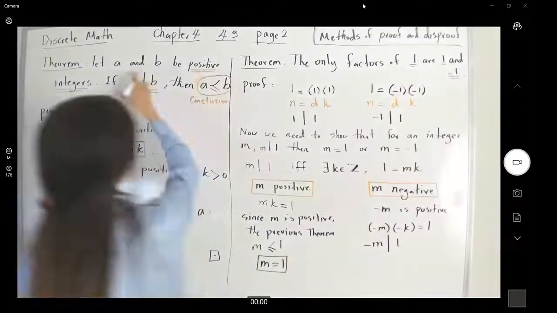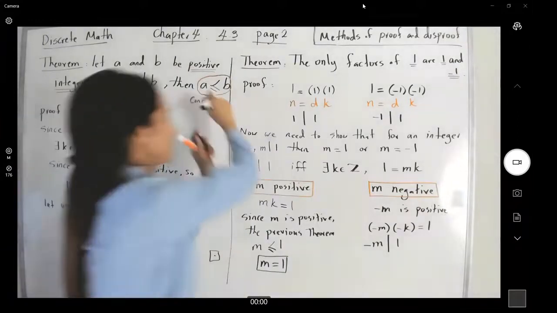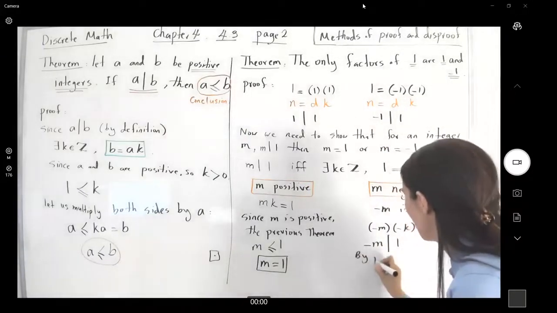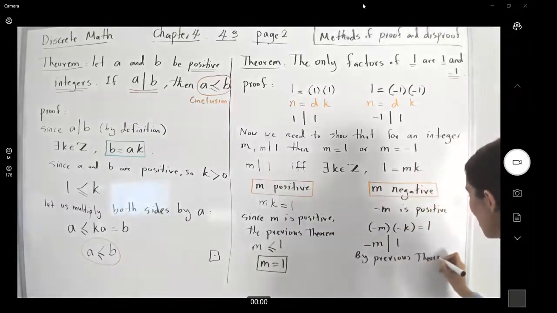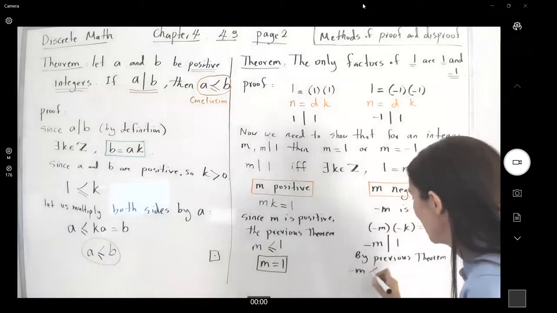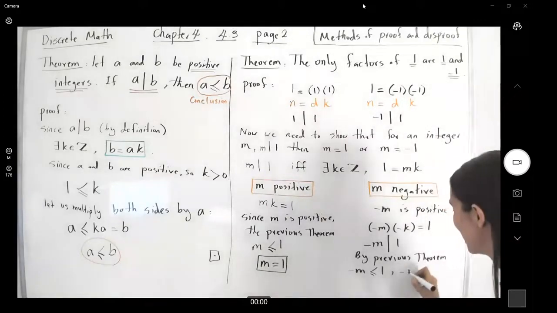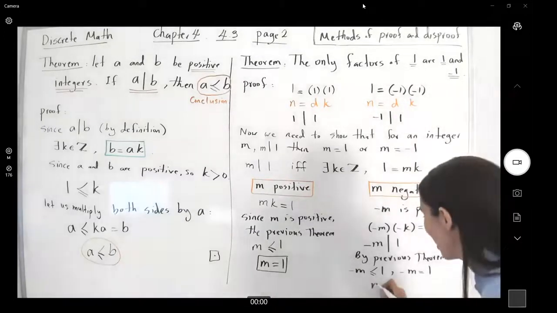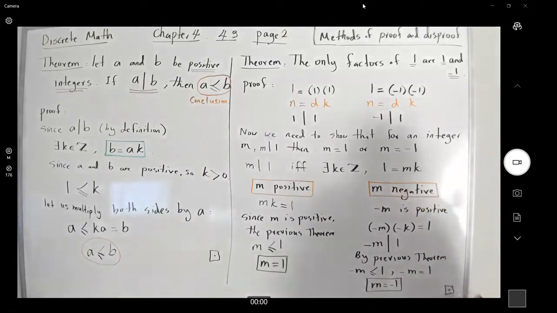Let's get back to the theorem. Negative m, which is a positive number, divides 1. So negative m is less than or equal to 1. Again, by my previous theorem, negative m is less than or equal to 1. A positive number which is less than or equal to 1 means that negative m is nothing but 1, or m is minus 1. We're done with our proof.